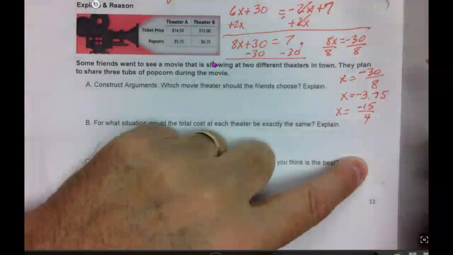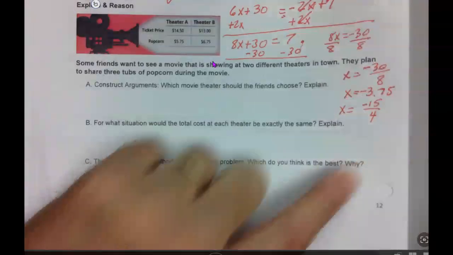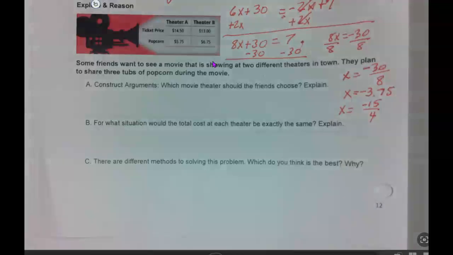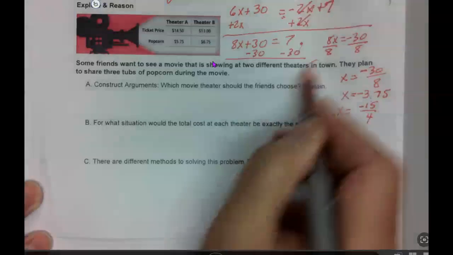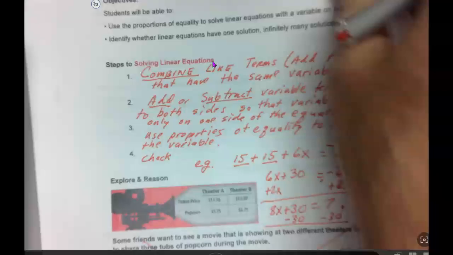And that's what's nice about your calculator. You can change it to a decimal, then hit math fraction, and it'll reduce it for you. Does that make sense? That's pretty nice. Okay, don't worry about this. Turn the page.